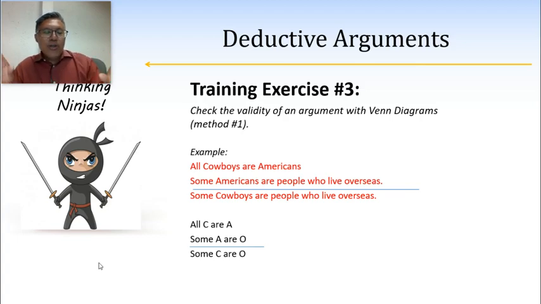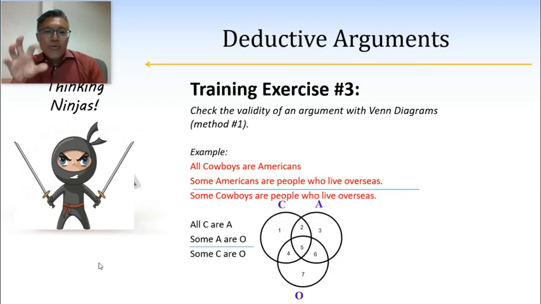We get rid of the terminology, get rid of the words to prevent the meaning from clouding how we analyze the argument. And instead, we'll just do this very mechanically. Three interlocking circles, one representing our C group, one representing our A group, one representing our O group. Okay, so here's our C group, our Cowboys. Here is our A group, our Americans, and here is our O group, our people who live overseas group.